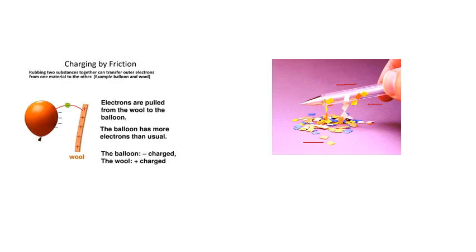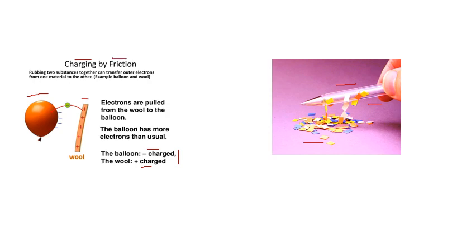If you consider this balloon and it is rubbed with this wool, what will happen? Both will get charged. On the balloon, negative charge is there, while on the wool, positive charge is there. And when these charges are produced, you can say this is nothing but one example of charging by friction.